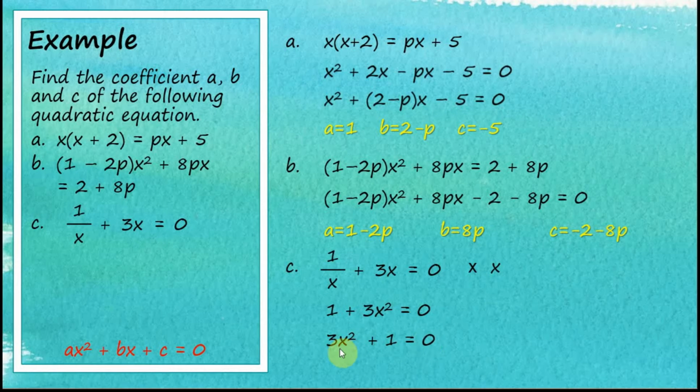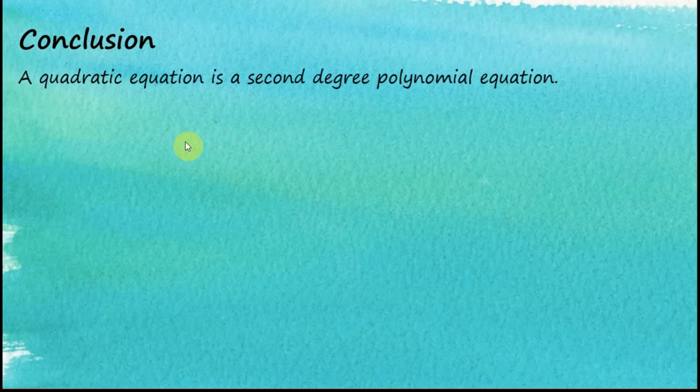Our a equals 3, that's the coefficient of x squared. Now we don't have an x term here, which means that b equals 0. And this is our c, which equals 1. So this is how we find the a, b, and c of an equation. We must write these equations in general form, and only then can we tell the coefficients a, b, and c. So, conclusions. In this video, we learned what a quadratic equation is.